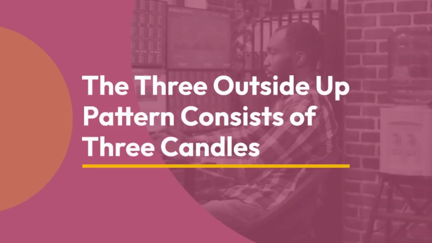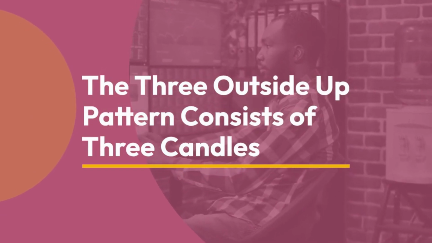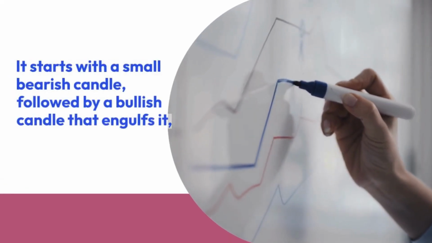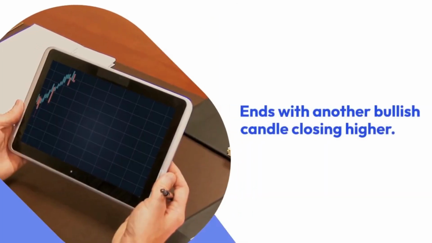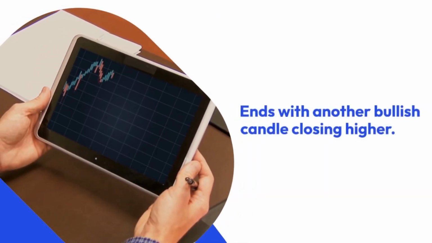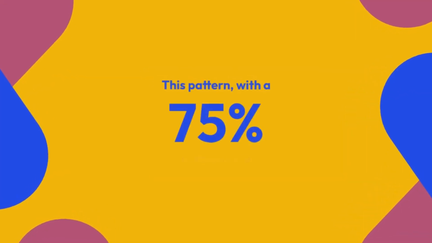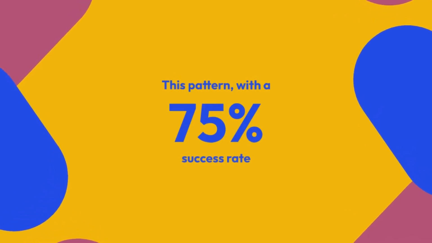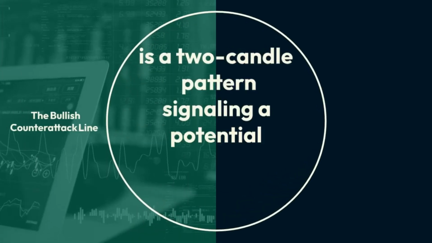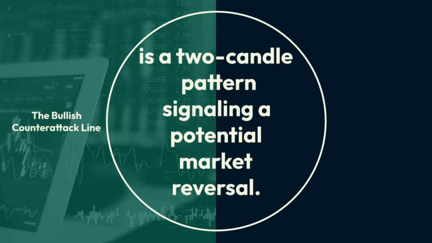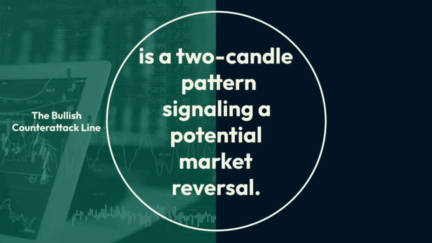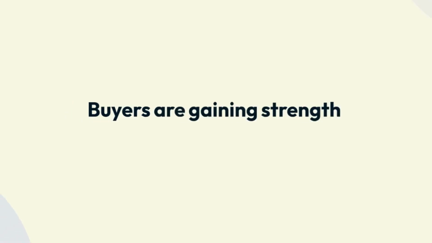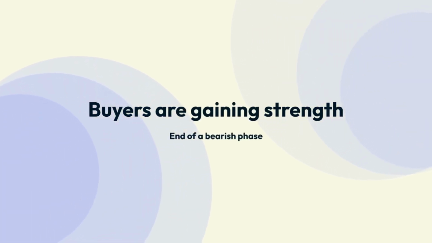The 3 outside-up pattern consists of 3 candles. It starts with a small bearish candle, followed by a bullish candle that engulfs it, and ends with another bullish candle closing higher. This pattern, with a 75% success rate, also signals a potential trend reversal. The bullish counterattack line is a 2-candle pattern, signaling a potential market reversal. It's a bullish indicator, often appearing after a downtrend, suggesting that buyers are gaining strength and possibly marking the end of a bearish phase.